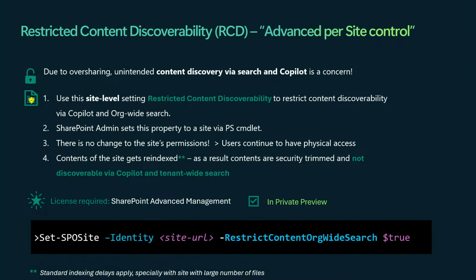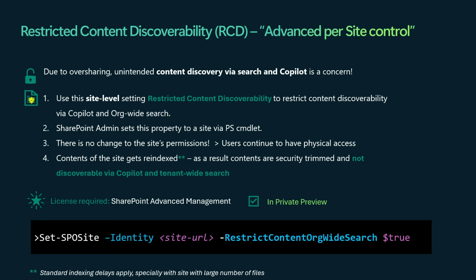So if you have an idea of the site, then all you need to do is run this new commandlet which we are launching as a SharePoint admin against the site, which is give the URL of the site, Set-SPOSite. You must be familiar with the Set-SPOSite commandlet, which is a very common commandlet. The new control that we are bringing in is RestrictContentOrgWideSearch, and you just need to turn this to true. That's it. And this is a property on the site object.